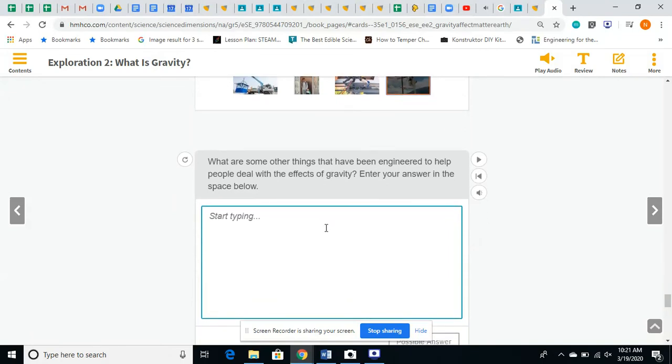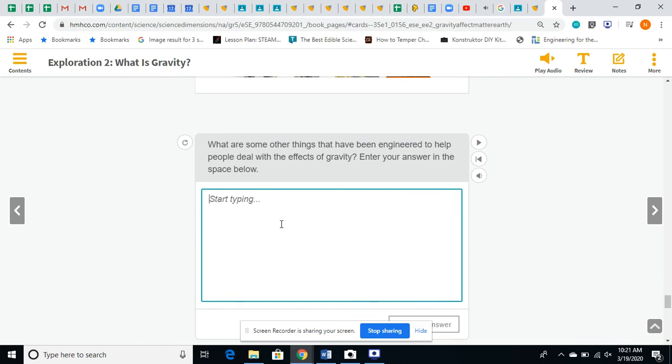What are some other things that have been engineered to help people deal with the effects of gravity? Enter your answer in the space below. What do you guys think? Here I would call on people. So what are some things that help us with gravity? Planes. Okay, I can hear another 6th grade student say something like Ferris wheel, roller coasters, bouncy shoes, Jordans. Okay, they help us jump.